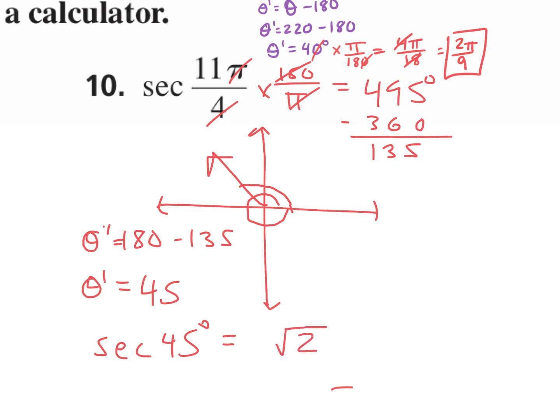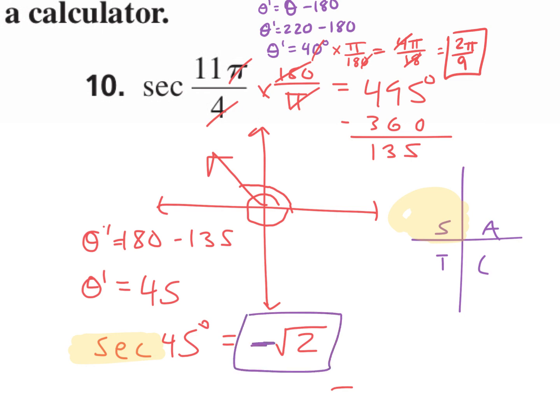And then we need to figure out if it's positive or negative. So we're going to do our all students take calculus. We're in the second quadrant over here, so only sine and its reciprocal are positive. What is secant the reciprocal of? Cosine. So is cosine positive in the second quadrant? No. So we've got to make this negative. So negative square root 2 is our answer.